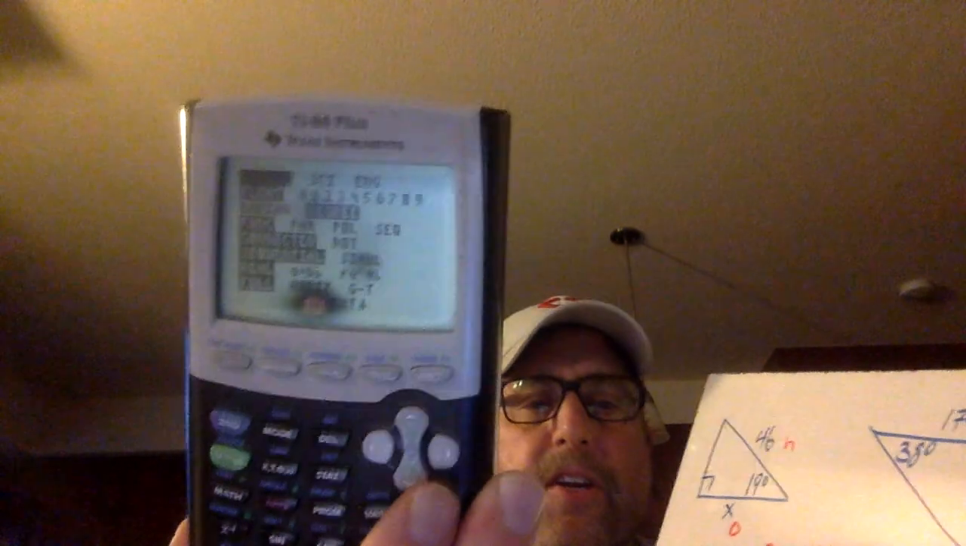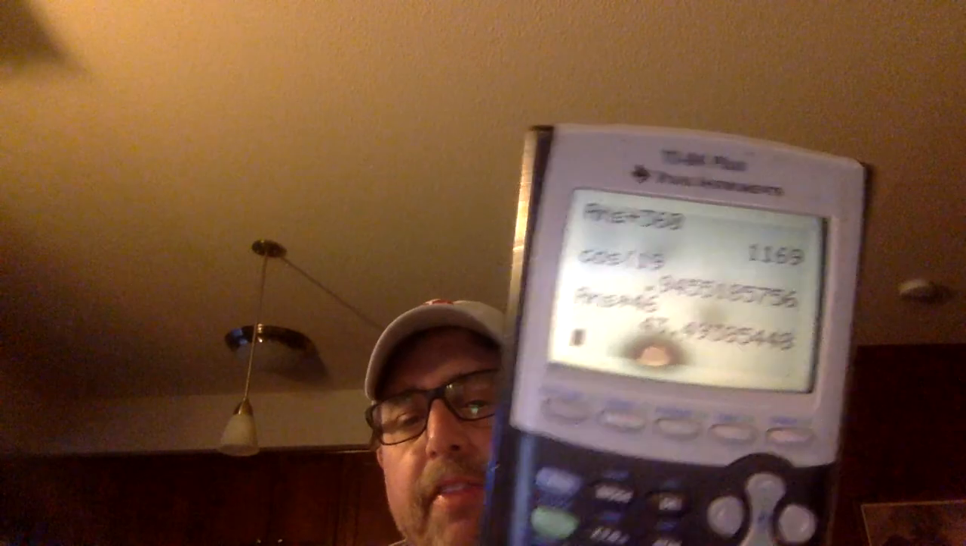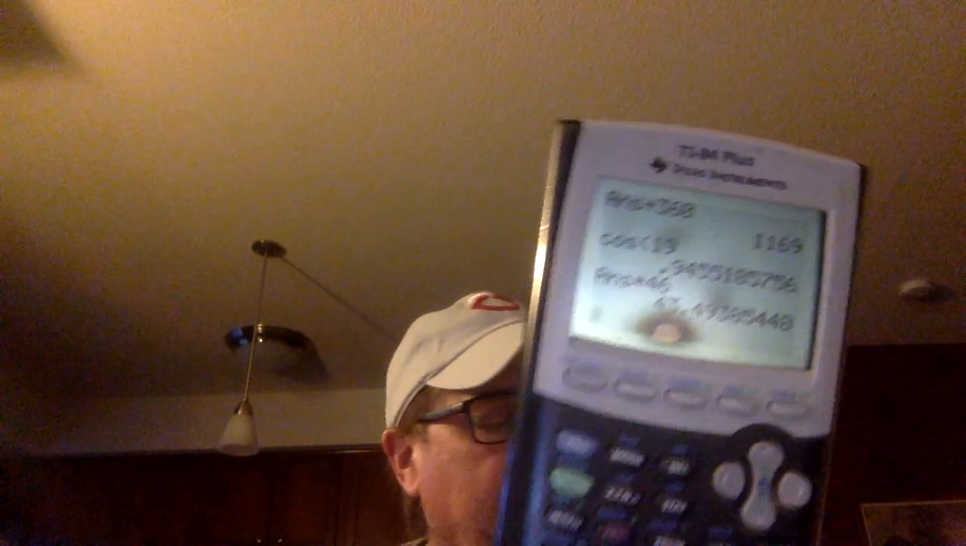I make sure by hitting the mode button that my calculator is in degrees. It is. Cool. I simply hit the cosine of 19 right there, and I will take that then times 46. If I were to ask you to the nearest tenth, you would put 43.5.